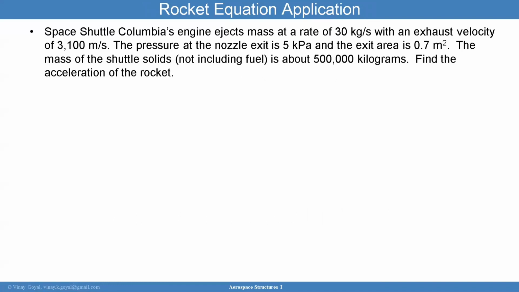I want you to pause the video and read the problem statement here. This is Space Shuttle Columbia, in which the engine ejects a mass of about 30 kilograms per second with an exhaust velocity of 3,100 meters per second. The pressure at the nozzle exit is 5 kilopascal, and the exit area is 0.7 meters squared. The mass of the shuttle solids is about 500 kilograms, and the question is to find the acceleration of the rocket. Why don't you pause the video and figure out if you can make it work?